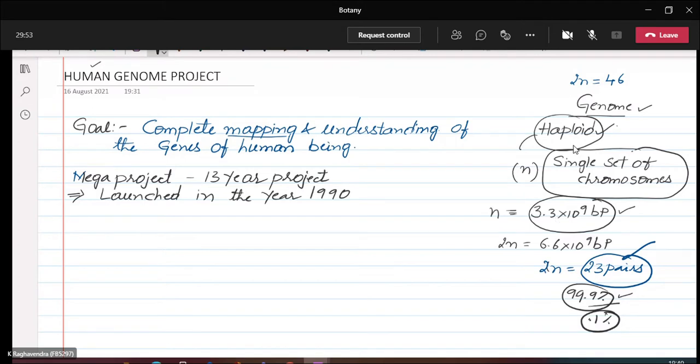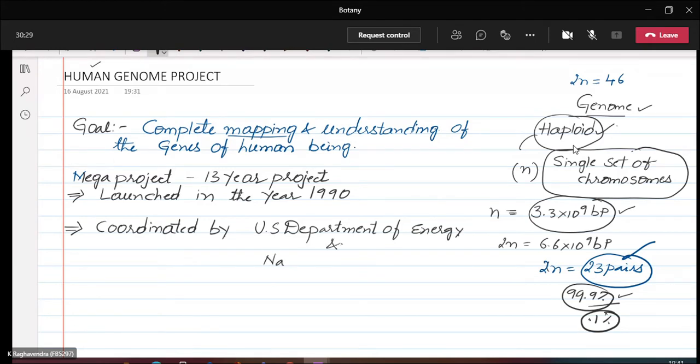And this mega project is coordinated by the US Department of Energy, called DOE, and NIH, which is called the National Institute of Health.